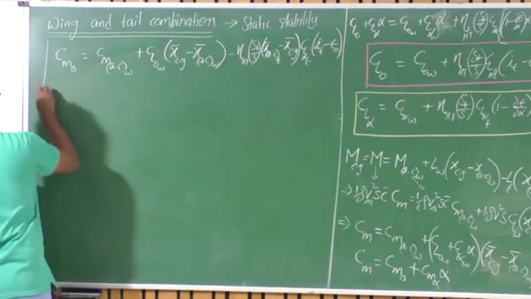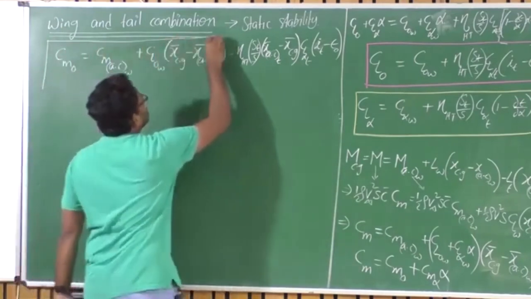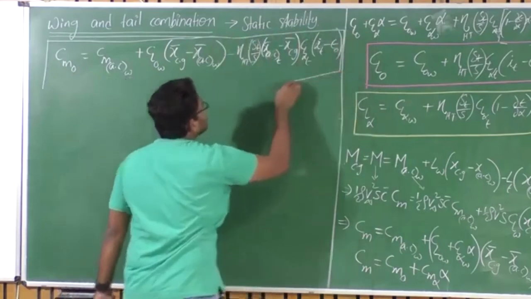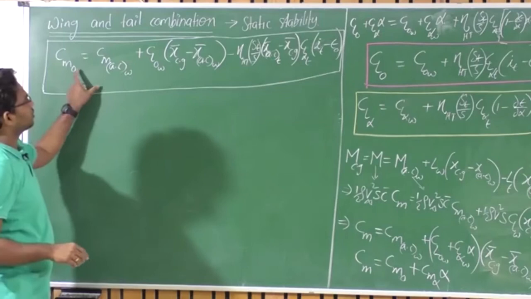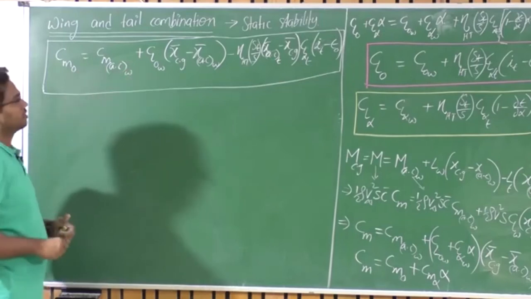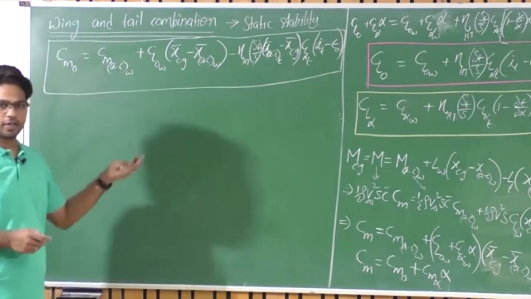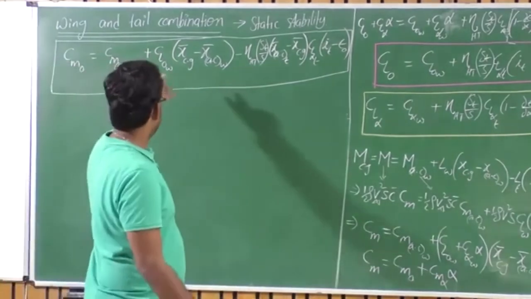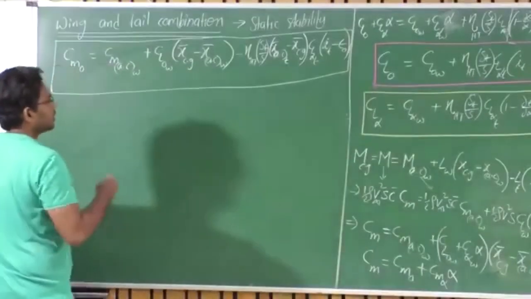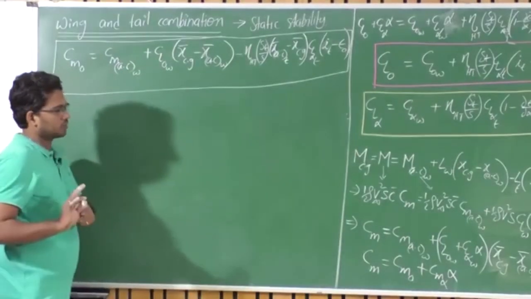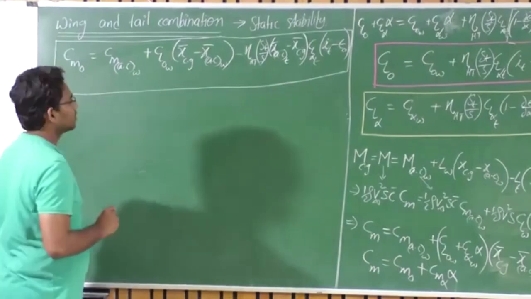This is my expression for CM naught. Whenever it is required, you should be able to derive it quickly. It happens by practice. You need to practice it multiple times, and you need to understand the contribution from each and every term so that you can easily get back to this equation. We'll do it a couple of times so that you'll also be comfortable with the terms here, right?